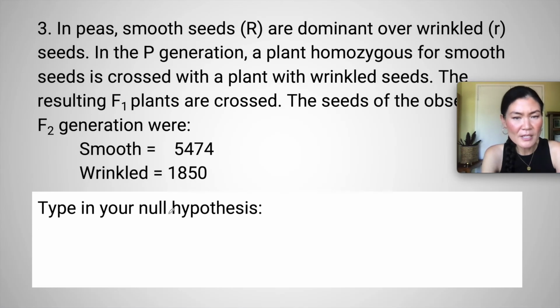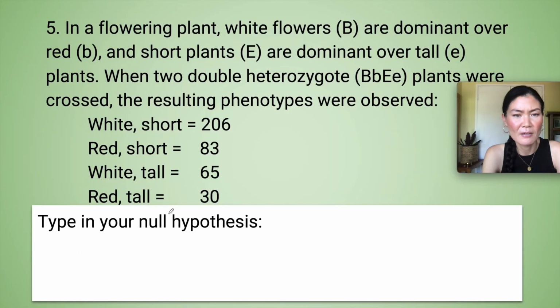All right, number three is also another Mendelian genetics problem. So I feel like we don't really need to go over this. I think you can do this one on your own because it's like question number one, okay? Okay, I feel like we should definitely do this one because this is a dihybrid cross.